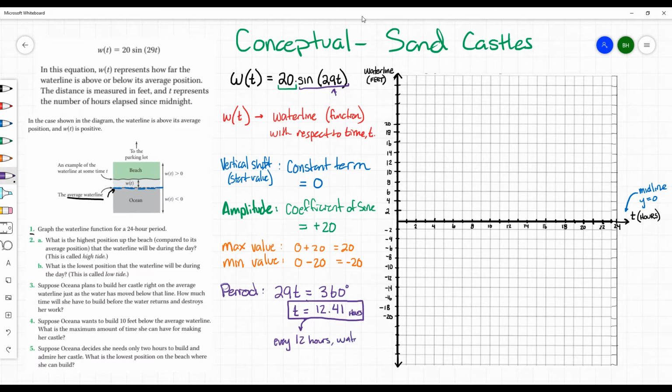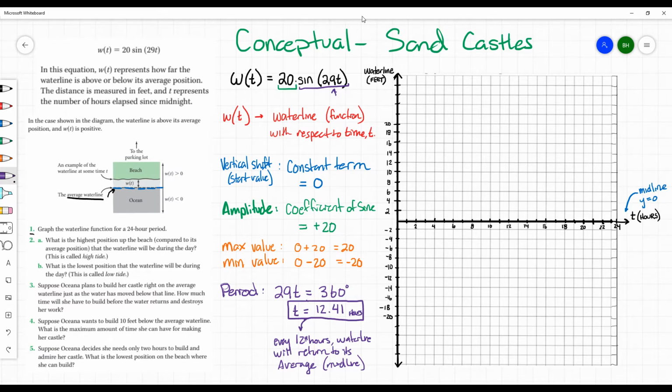the water line will return to its average, or whatever that midline is. Okay, so every 12.41 hours, every 12.41 hours, it will return to its midline.